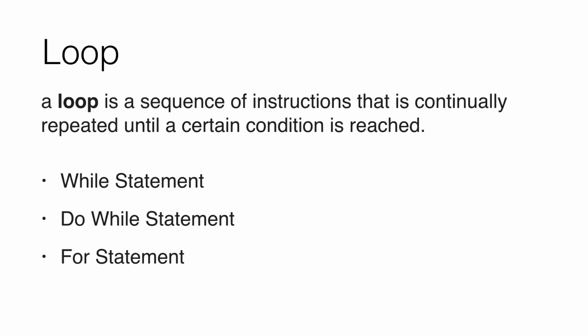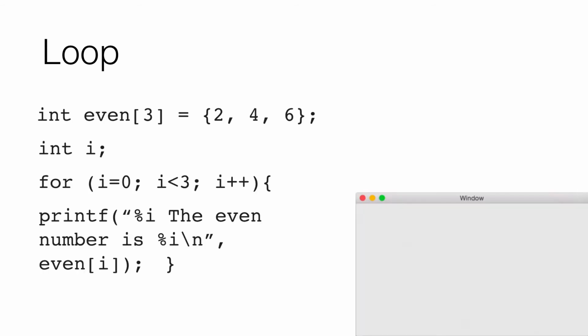A loop is a sequence of instructions that is continually repeated until a certain condition is reached. A loop consists of 3 statements, which are the while statement, do while statement, and for statement. In this example, I'm going to show you how the for statement works.